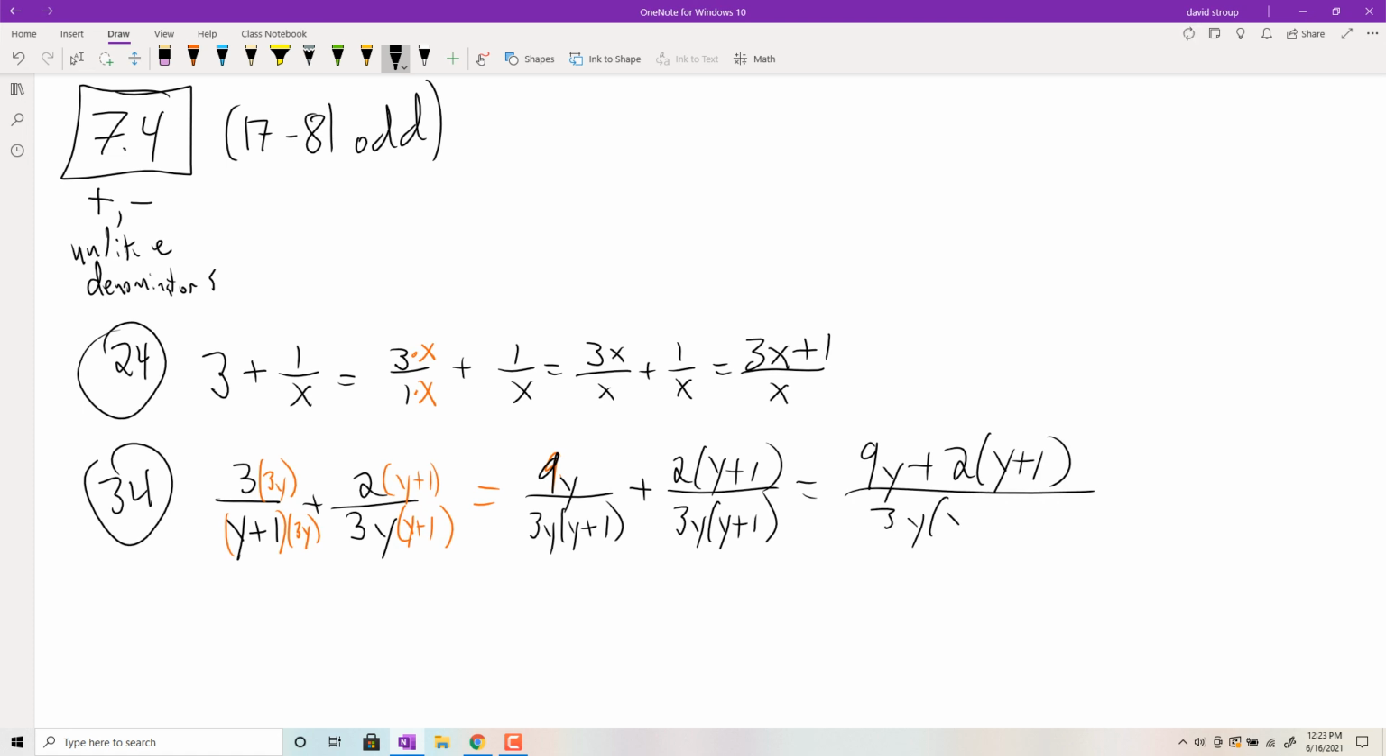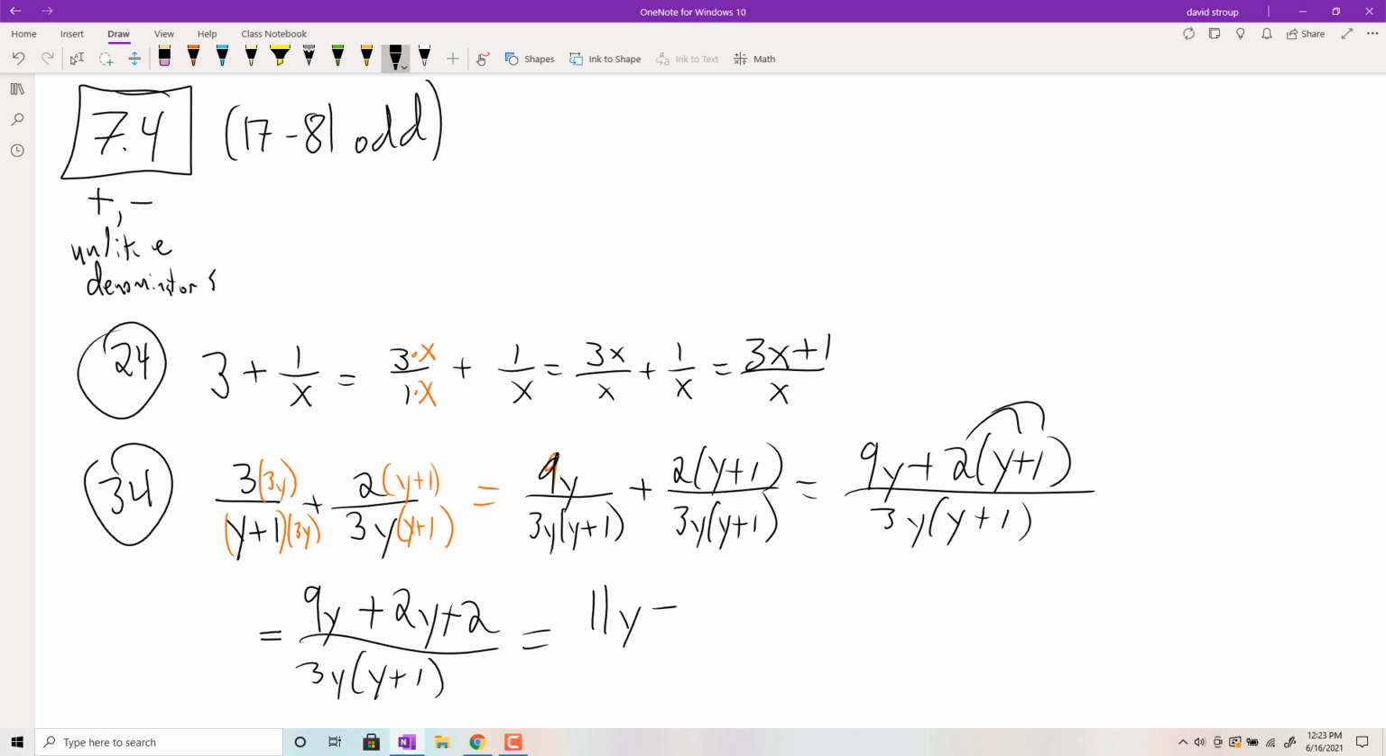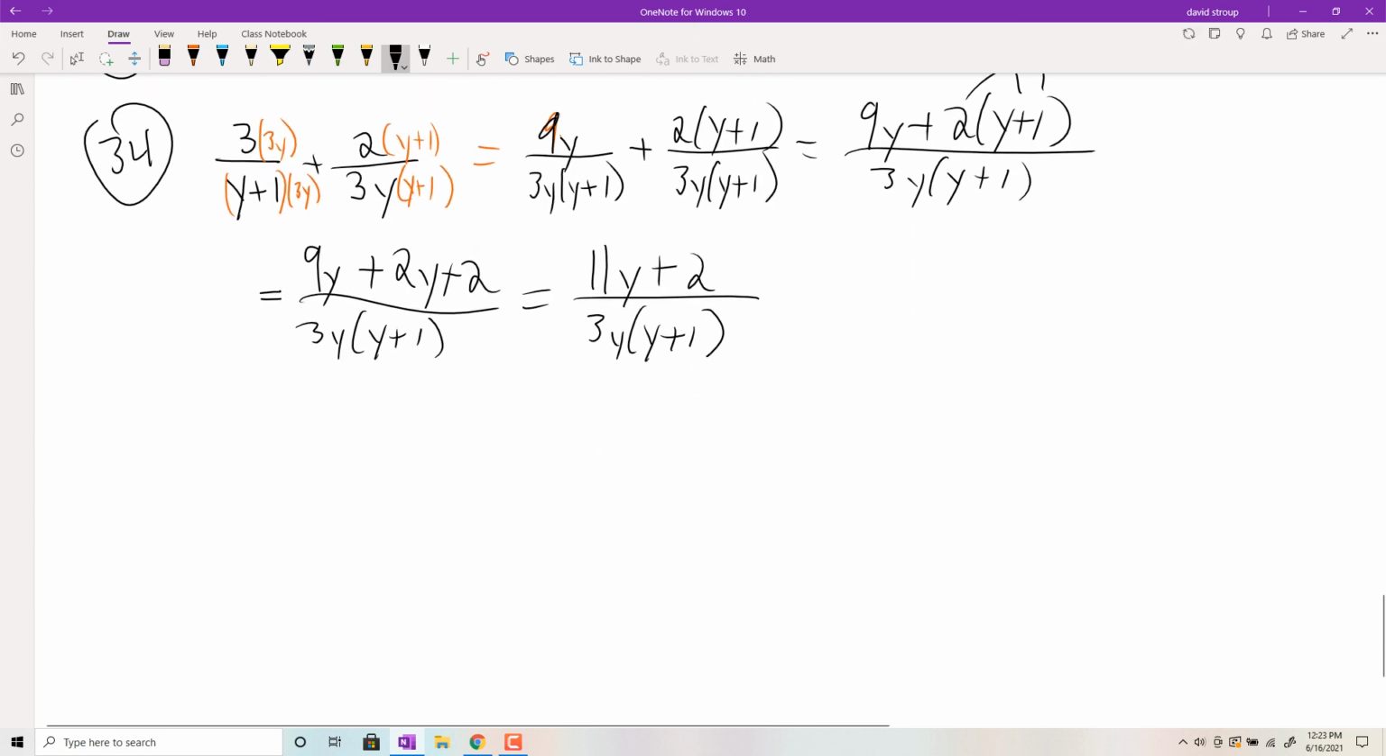Okay, just being very careful to do the process that I established in the previous video. I need to distribute the 2, so I'll have 2y plus 2 all over 3y times (y plus 1). 9y plus 2y is 11y, then plus 2 all over 3y times (y plus 1), and that's it. You can't simplify at all. There's no common factors. Okay.